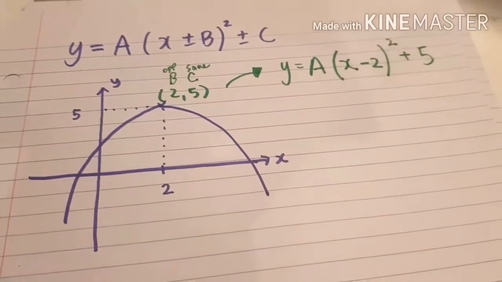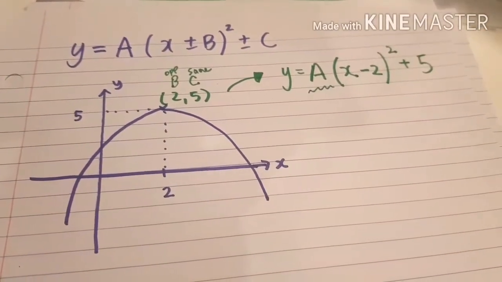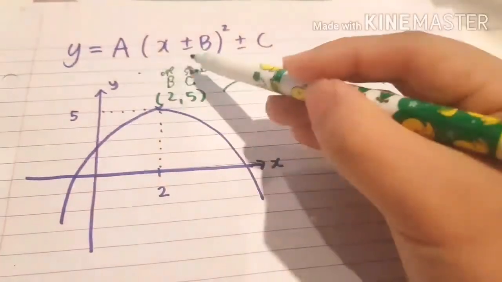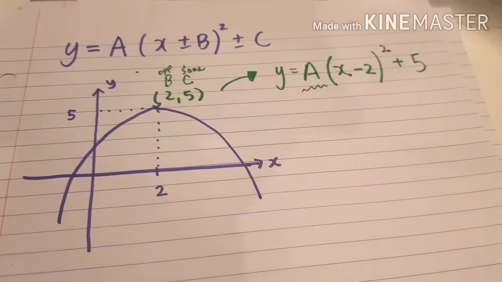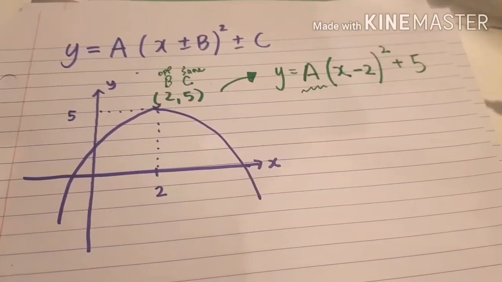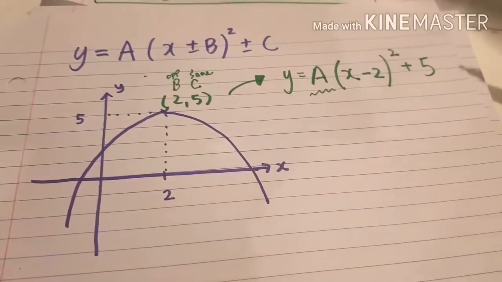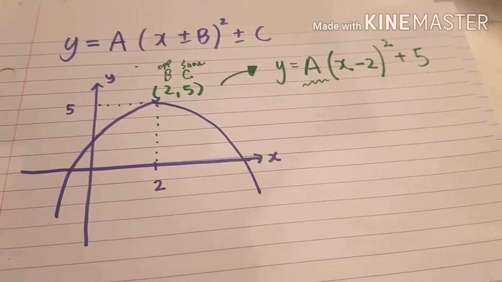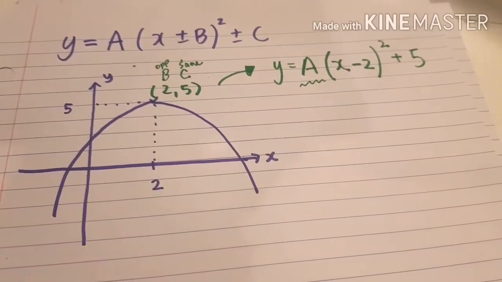Right. Then the next question is, how can I find the A value? I know it's negative because it's a sad face. You see the sad face? It's a sad face, so it's a negative value. But I'm not going to put the negative value in front of X. Instead, I'm going to calculate it and show that the A value turns out to be negative. Right, then how can I find the value of A?